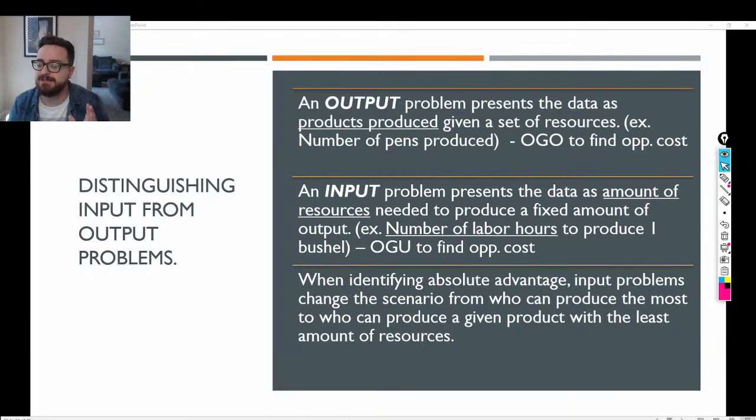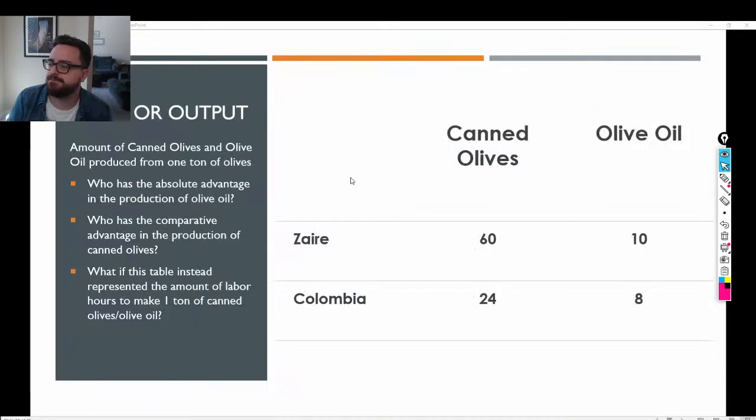It still is who can make the most given the same amount of resources. Because input tells you the resource as a variable, you have to think about it a little bit differently. So if it said it takes this person 5 minutes to make a cake and this person 3 minutes to make a cake, who can make the most cakes is the person who makes them in 3 minutes, right? If I gave them both an even playing field, the person who takes less time to make it could make more. So when it's an input problem, you have to be a little bit careful about, oh wait, the low number is good for absolute advantage and stuff like that.